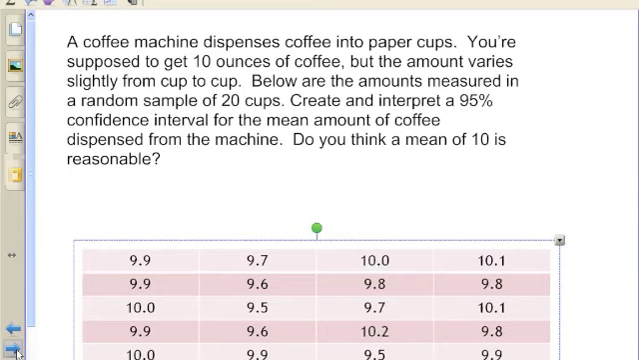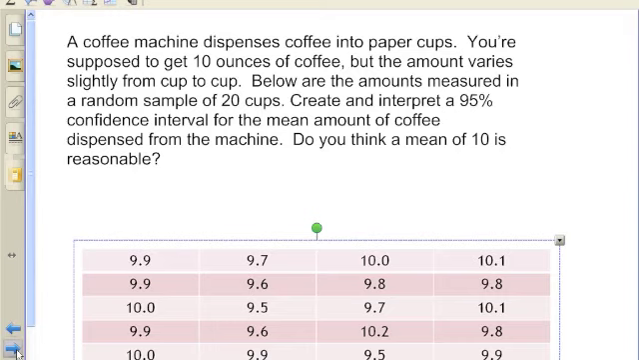So we're actually going to just jump in and do a story problem so you can see what's the same and what's different. So here's our problem. A coffee machine dispenses coffee into paper cups. You're supposed to get 10 ounces of coffee, but the amount varies slightly from cup to cup. That shouldn't be a big surprise. Some are going to be a little bit under, some are going to be a little bit over. Hopefully not too far over, or your cup will overflow.